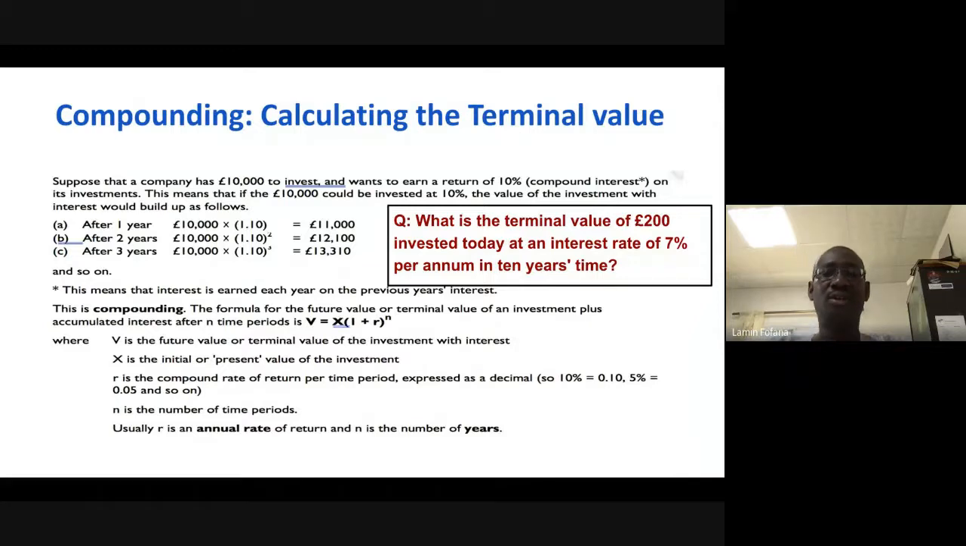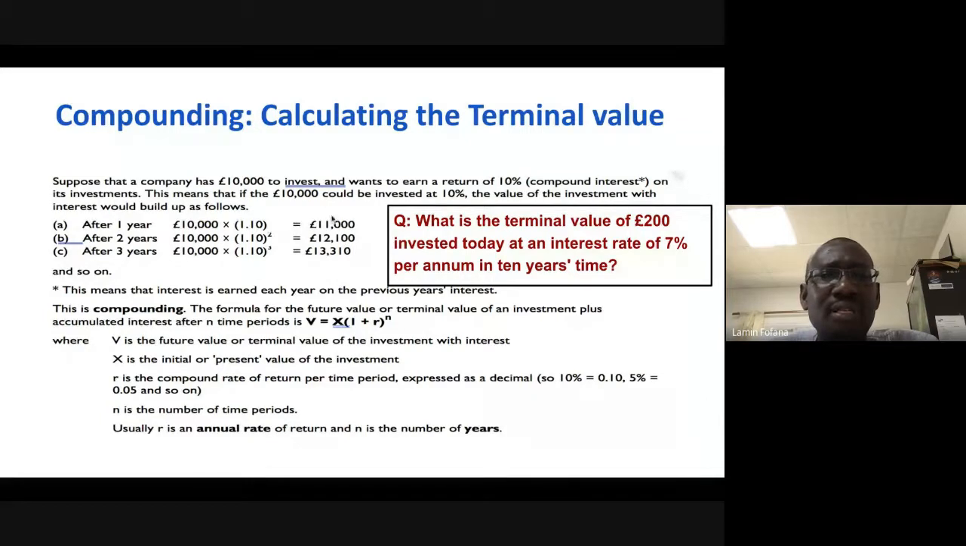Okay, so let's look at the question that we have here. Suppose that a company has 10,000 to invest and wants to earn an interest of 10%, compounded. This means that the 10,000 should be invested at 10%. The value of the investment will look like this. After 1 year, the 10,000 will be 11,000. After 2 years, that 10,000 will become 12,100. After 3 years, it's going to be 13,300. So the extra on top of 10,000 is the interest, isn't it?